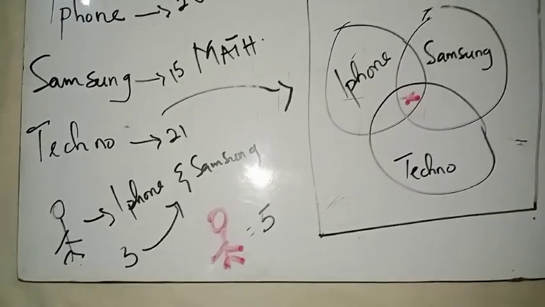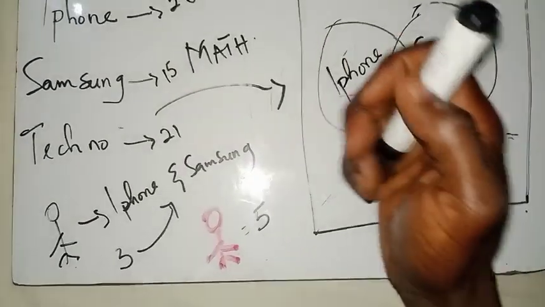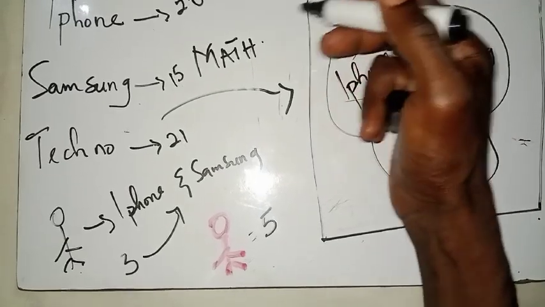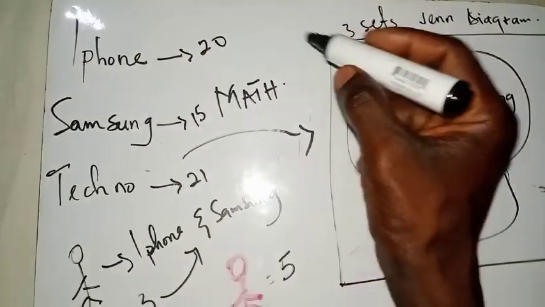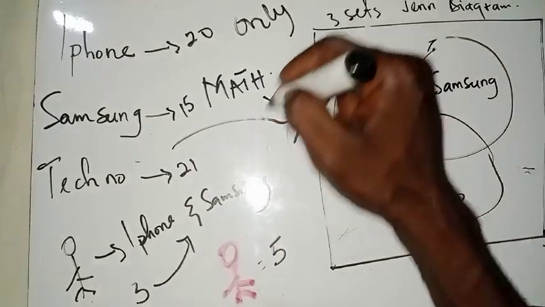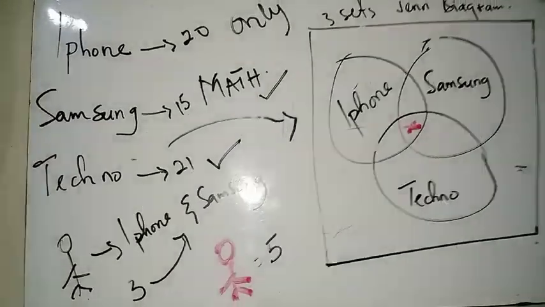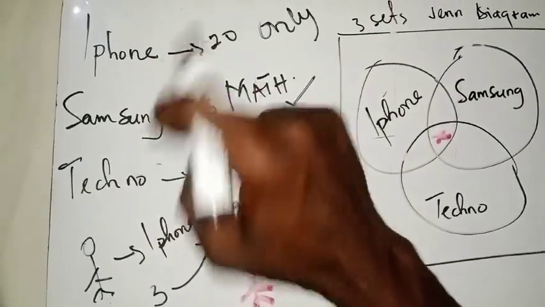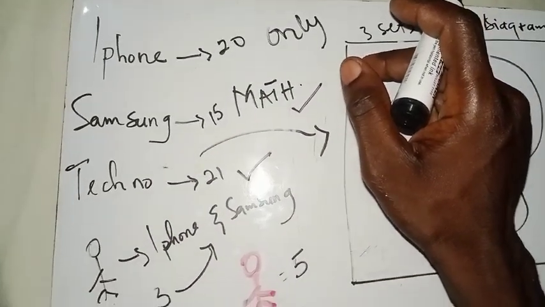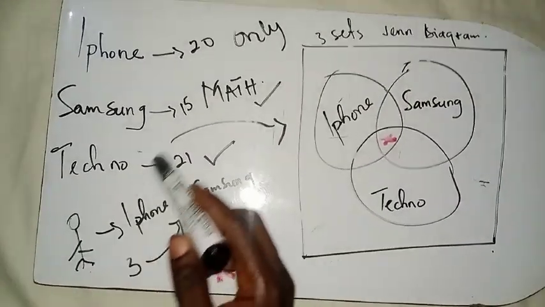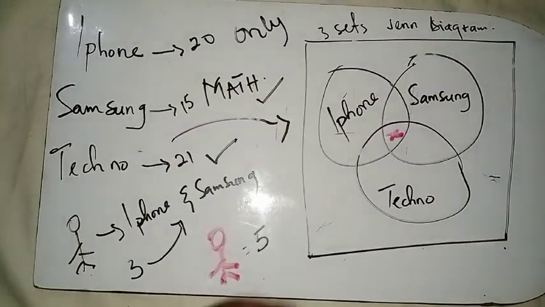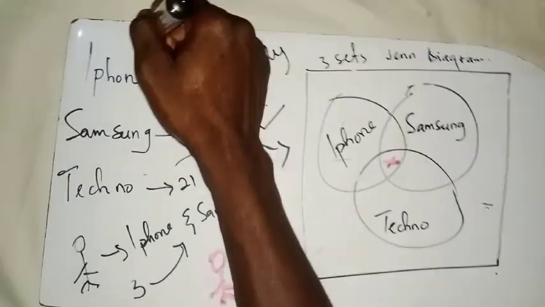Now, this is where the thing becomes very, very critical. If you have the iPhone and the Samsung users here, the question may go like this: how many people want to use only iPhone? That is a summary of only iPhone. And how many people want to use only Samsung, and how many people want to use only Techno, or how many people want to use Samsung and the iPhone? If you have the total number of people who want to use the three products, let's assume something, it should be 60.